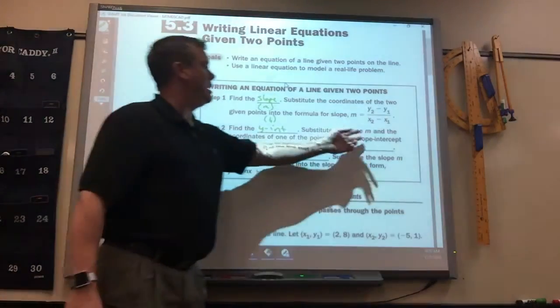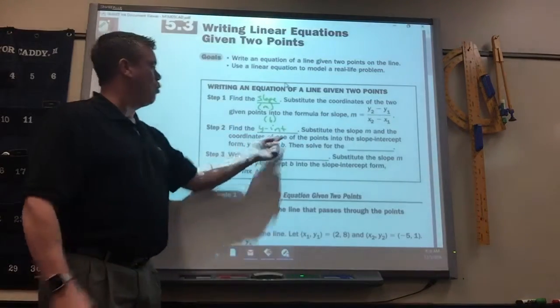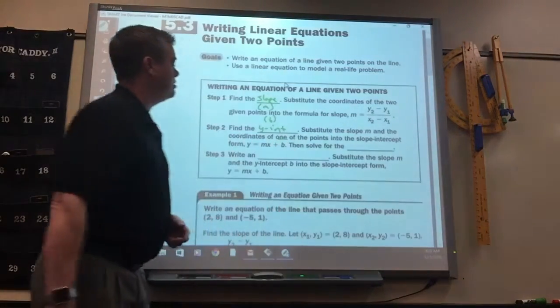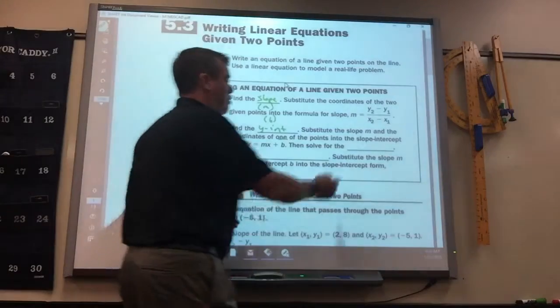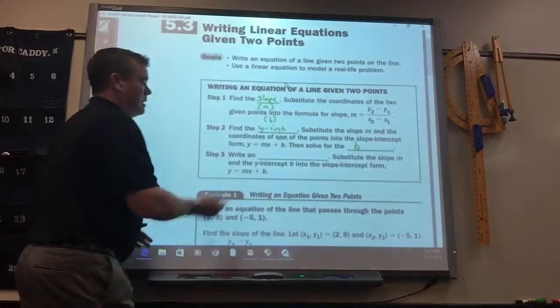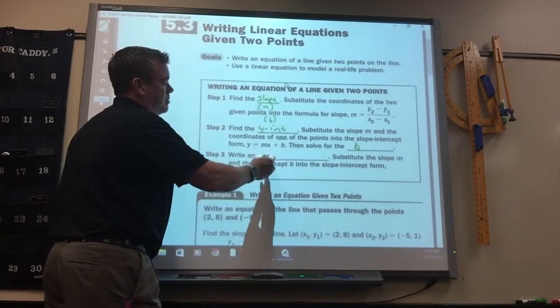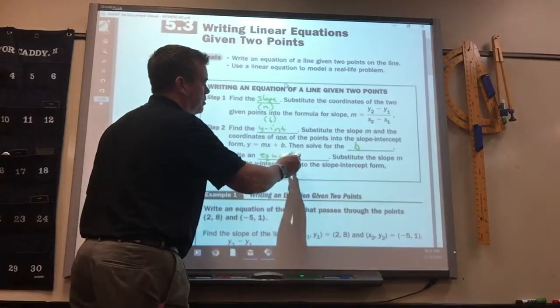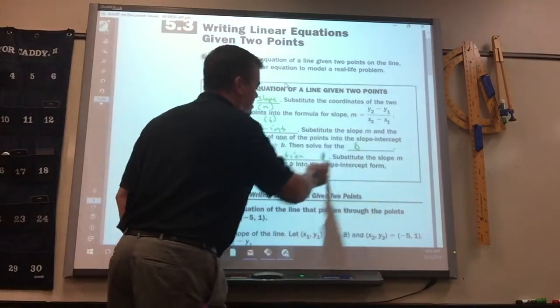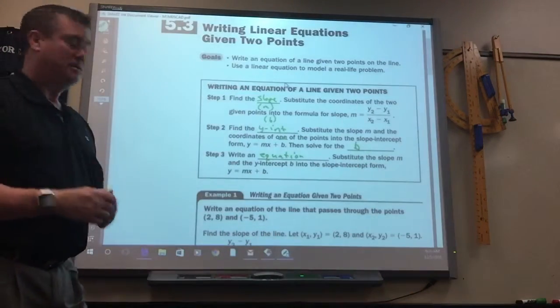Second, you find the y-intercept, which is b. You substitute the m in and one of the points that's given to you. Then solve for the b. Then the last thing you do is remember to write the equation. Sometimes people go through all this work, they find this and this, and then forget to do the equation.